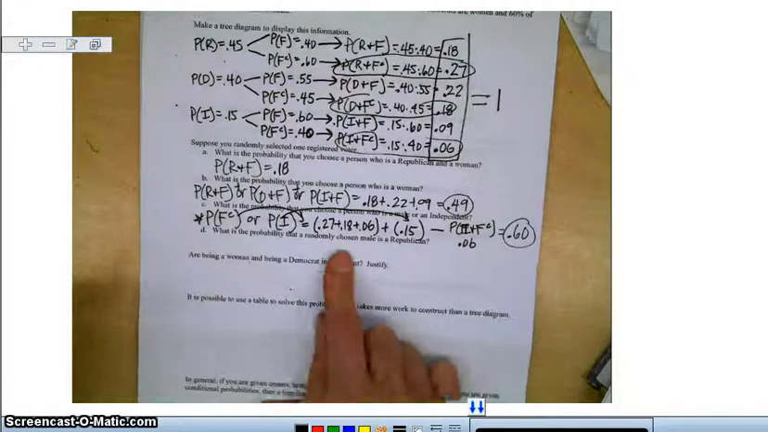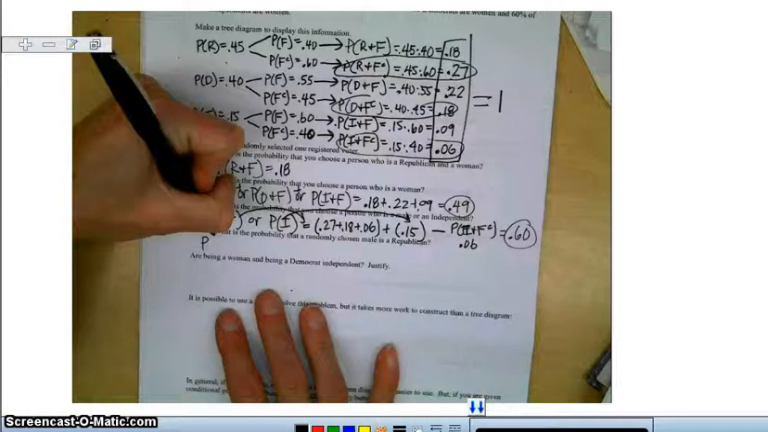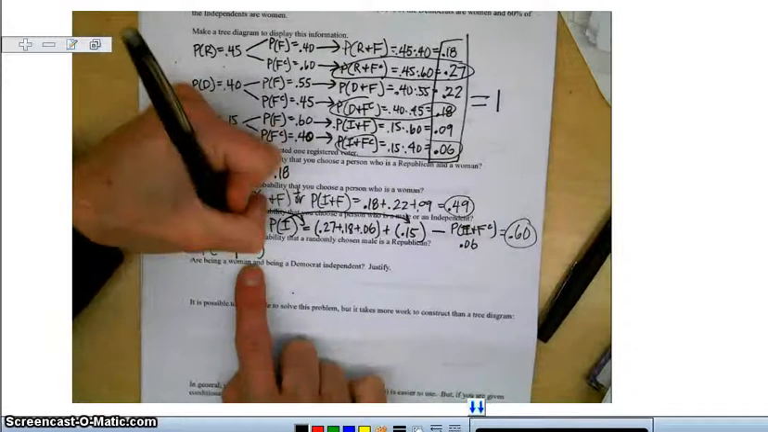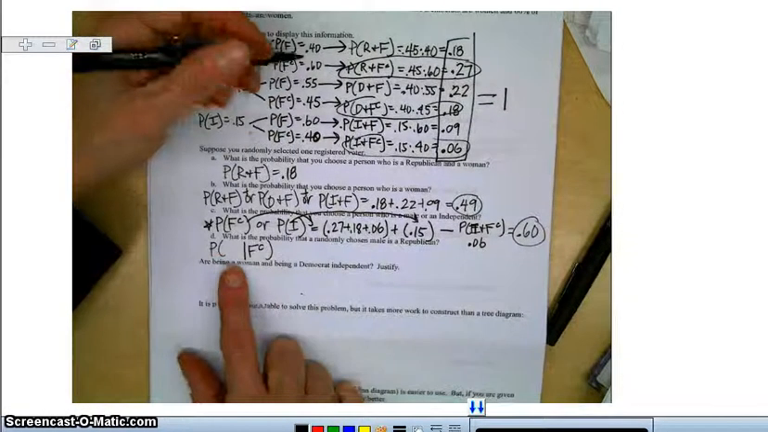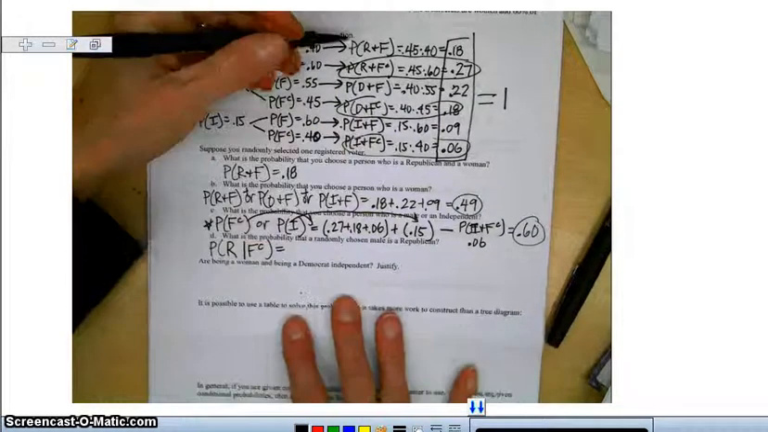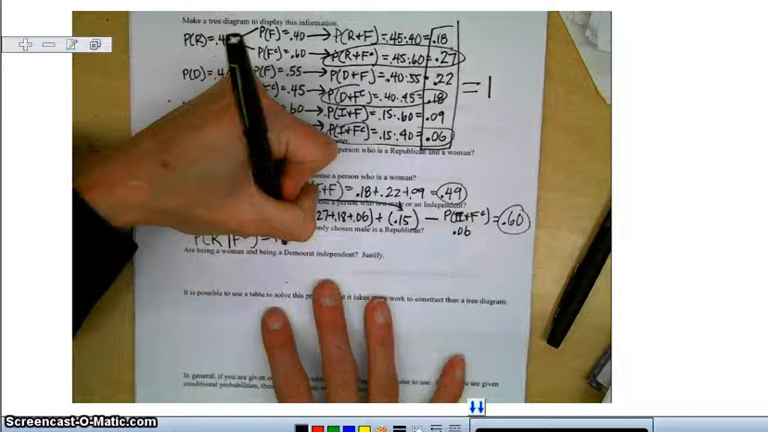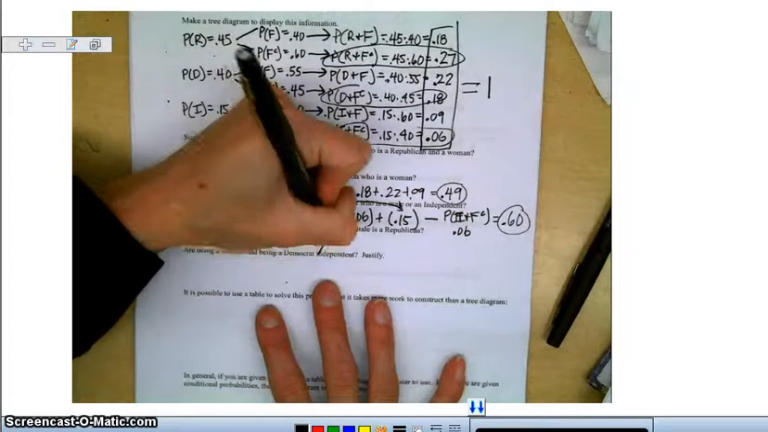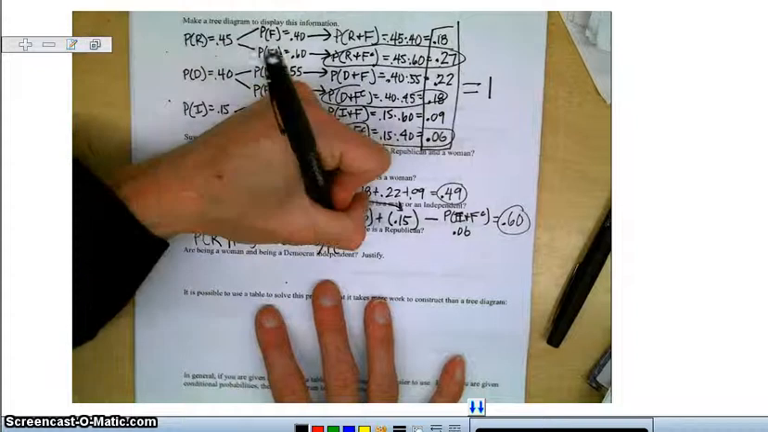What is the probability that a randomly chosen male is a Republican? Okay, what kind of probability are we doing now? Conditional. What do we know then? If it's conditional, what do we know? So we know he's a male, female complement. And what do we want to find the probability of? Republican. So what would we calculate? What would be on the top? The probability of Republican and female complement divided by the probability of female complement.